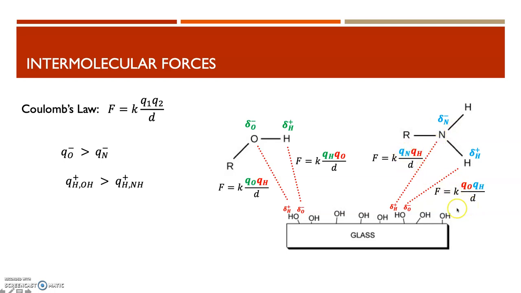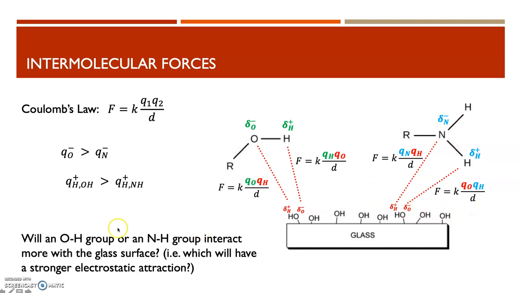So the question is, will the OH group or the NH group interact more with the glass surface? So will this molecule with a hydroxyl be more attracted to the surface than the amino group, or will the amino group be more attracted to the surface than the hydroxyl group? So which will have the stronger electrostatic attraction? Which will have larger forces here?